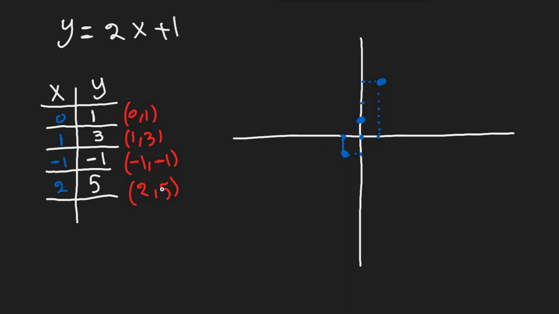this one. And the last one is 2 and 5, x is 2, y is positive, it's 1, 2, 3, 4, and 5. So it will come here. So then we have to connect these points together. Okay, it's going to be a straight line, it's not like this. So this is how you can draw the graph.